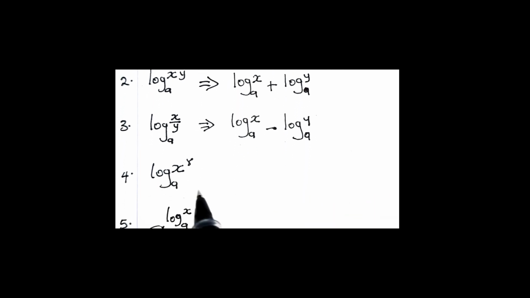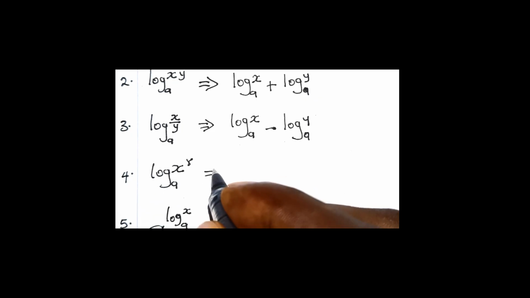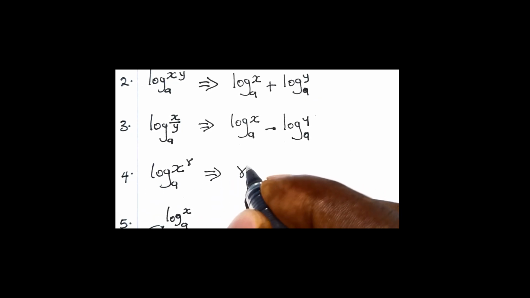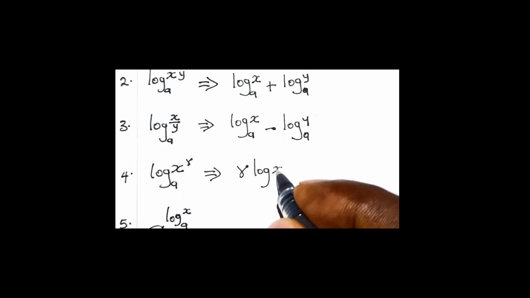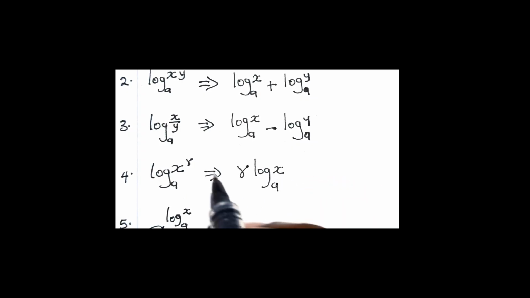Next, when we have log of x to the power of r base a, this r falls down to become a coefficient or a multiplier. So this becomes r log x base a. The r falls down.